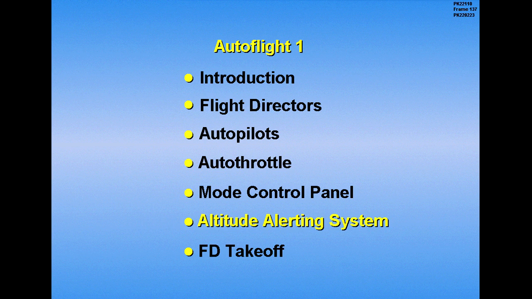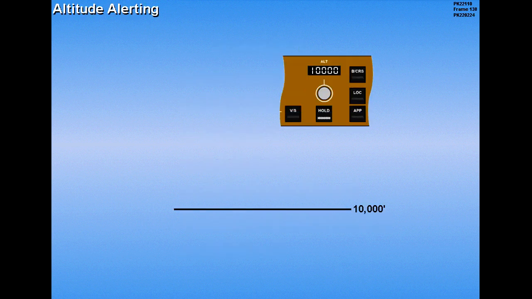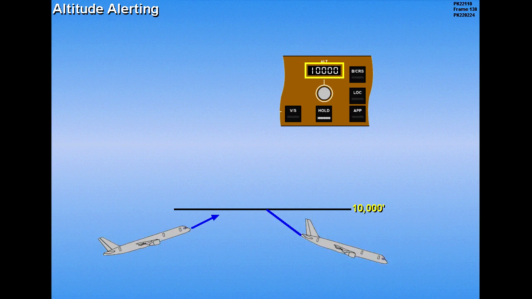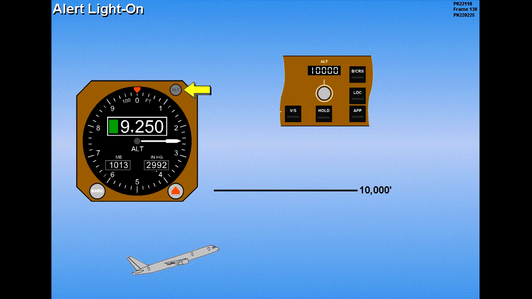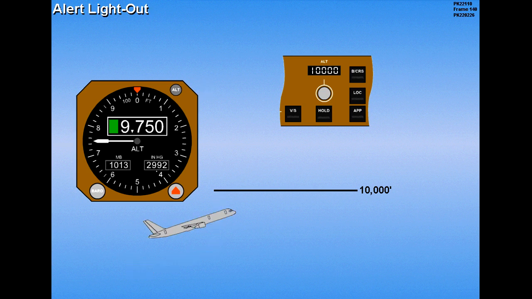Now let's discuss altitude alerting. Altitude alerting occurs when the MCP selected altitude is approached or departed. The alert light on each altimeter illuminates when the aircraft approaches 750 feet of the MCP altitude. When the aircraft is within 250 feet, the alert light extinguishes.